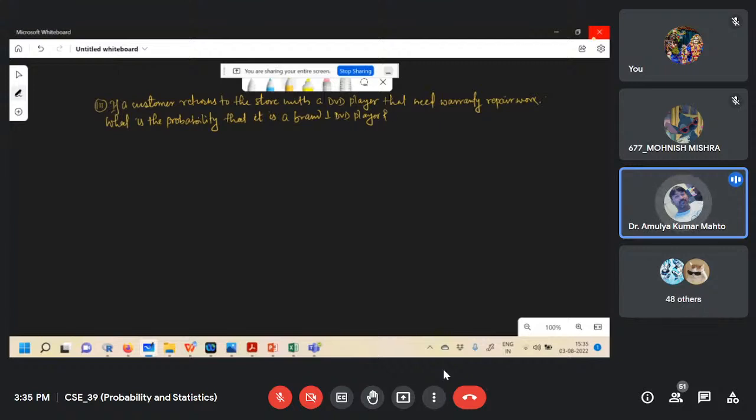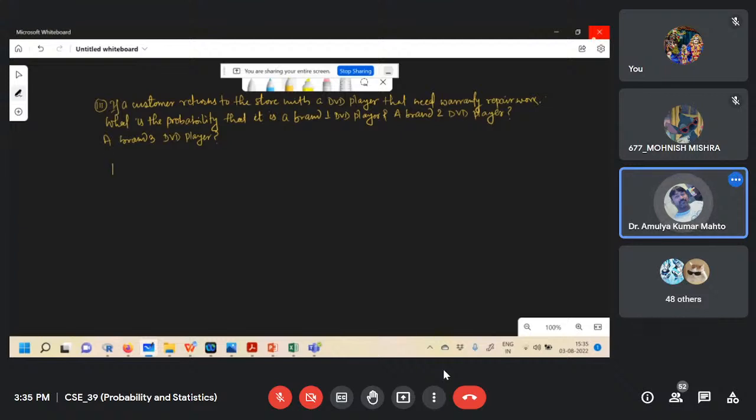Second one, a brand two DVD player. This is the second part. And brand 3 DVD player. This is the third part. So this problem has three parts. The first one is what is the probability if a customer returns to the store with a DVD player that needs warranty. So we know that it needs warranty.